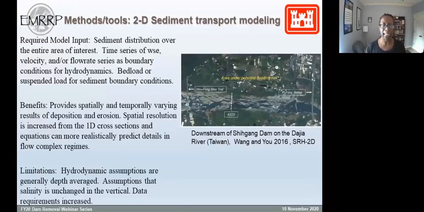And here is one case that I found where there was a desire to look at the potential for flooding risk downstream of a dam in Taiwan, and there was the use of the SRH2D model.